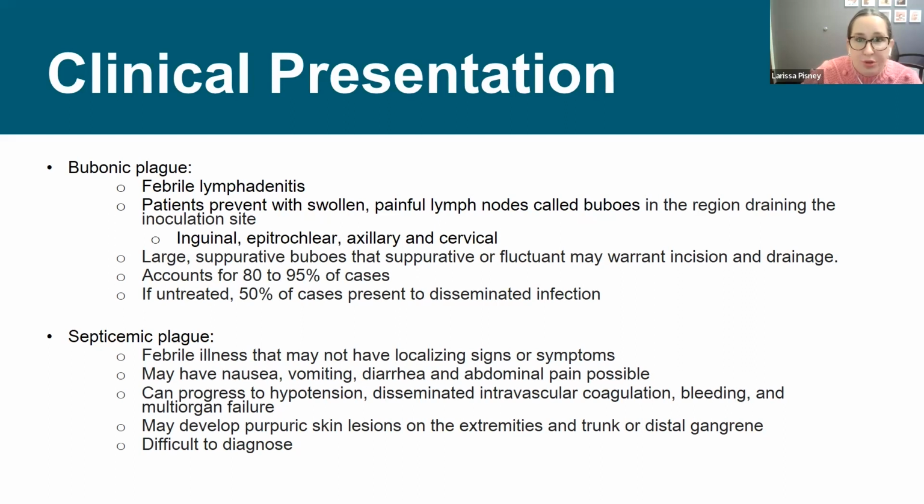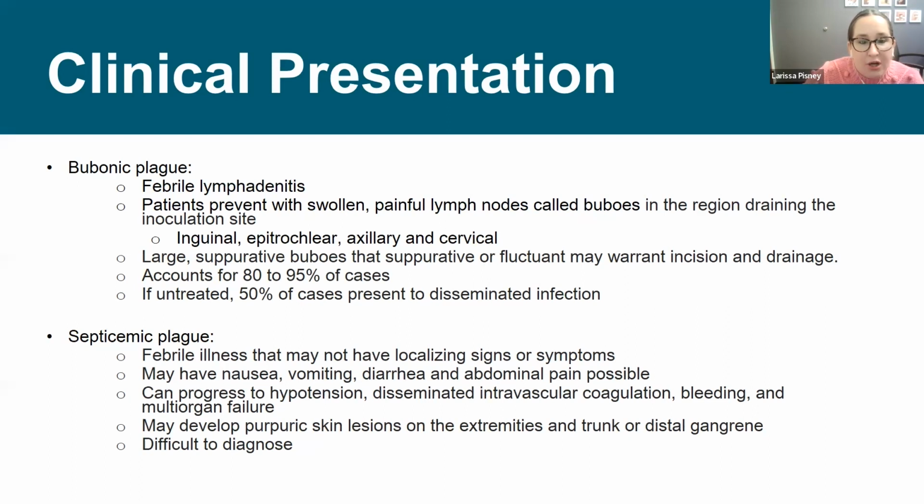Particularly large or suppurative buboes may warrant incision and drainage. Bubo is actually derived from the Greek word for groin. And as I said, bubonic plague is the majority of cases, about 80 to 95%. But if untreated, at least 50% of cases will then progress to disseminated infection.